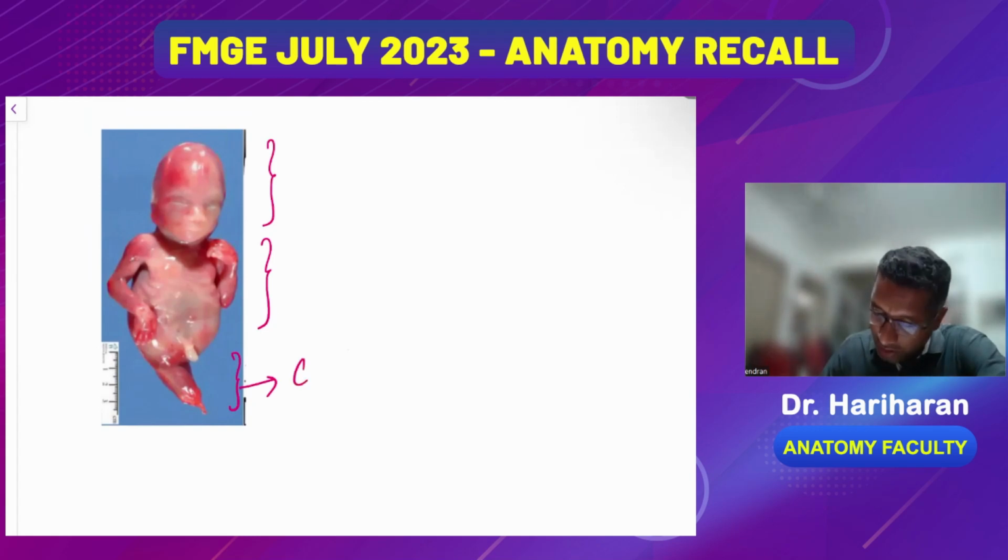So this is called caudal dysgenesis. This caudal dysgenesis is also called sirenomelia. This is also called what?